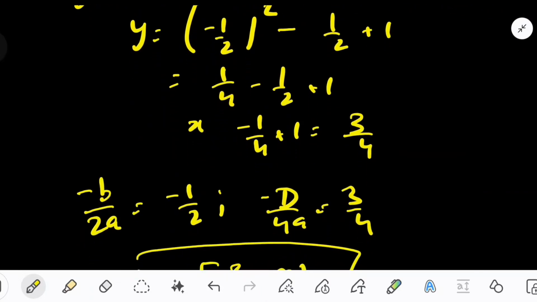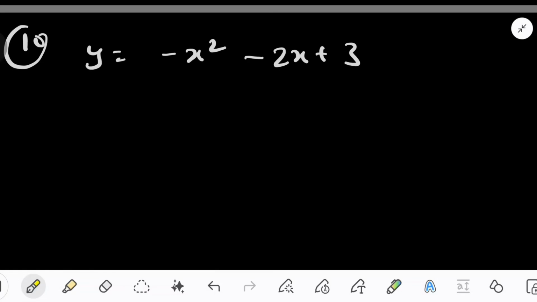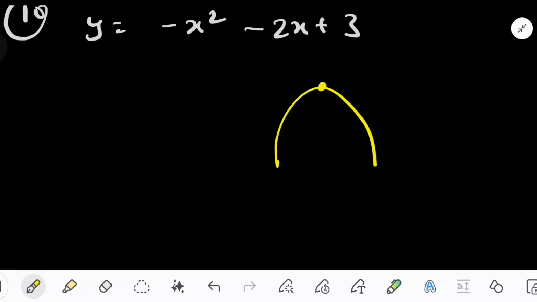So these are two methods, whichever you are comfortable with, you can apply. But I prefer the calculus method because it teaches us many things, right? So let's see this question also. It is a downward facing parabola, correct? So it will have this maxima. So you can apply again negative b by 2a and negative d by 4a. So this is now maxima.